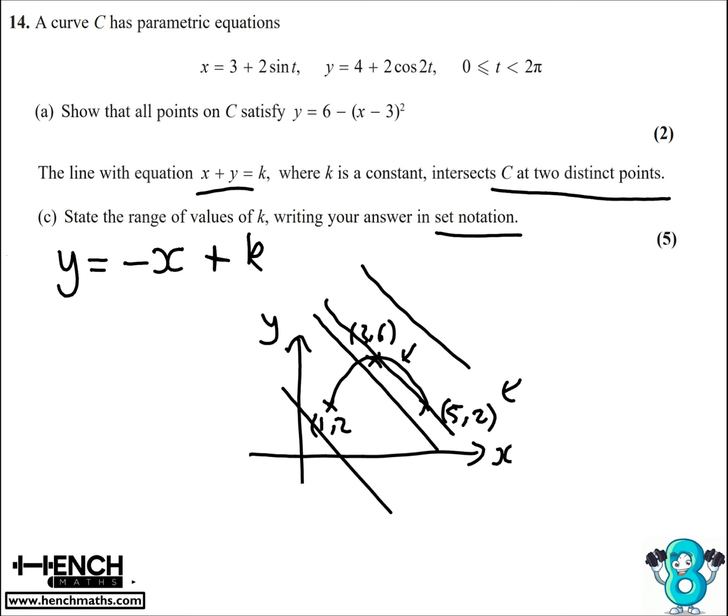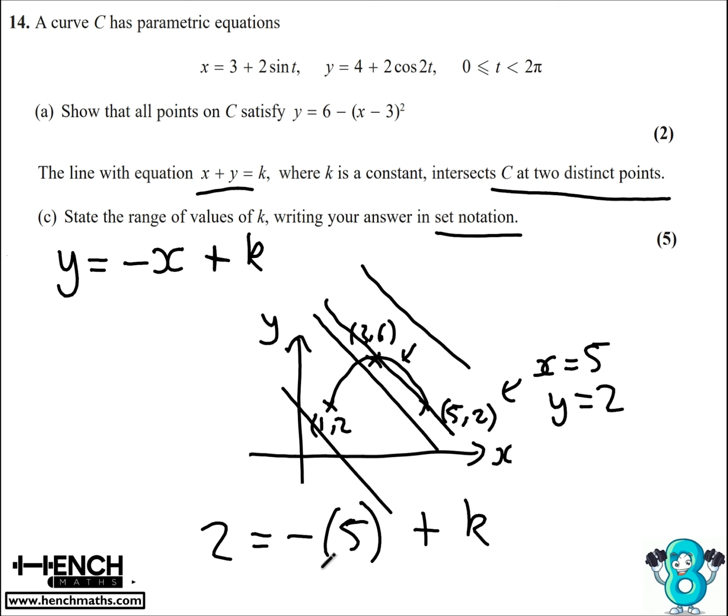First of all, I'm going to try and see a straight line that goes through this point (5, 2). I know that y equals negative x plus k. So if I put (5, 2) in here, x equals 5, y equals 2. I'm going to sub these into y equals negative x plus k. So we get 2 equals negative 5 plus k. So add it over, we end up with k equals 7.